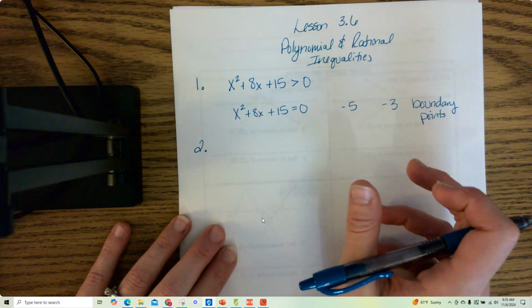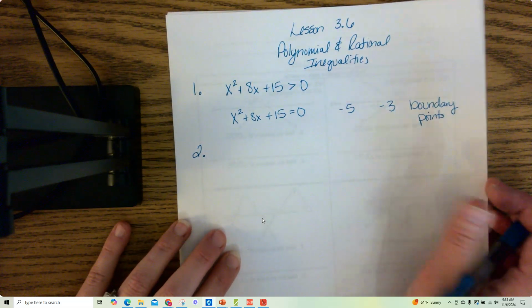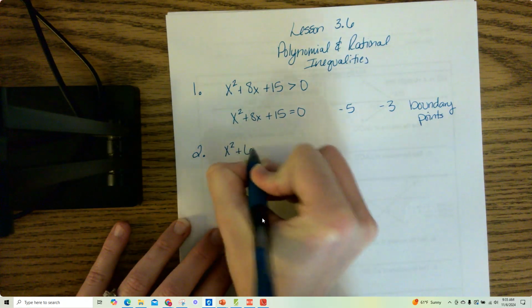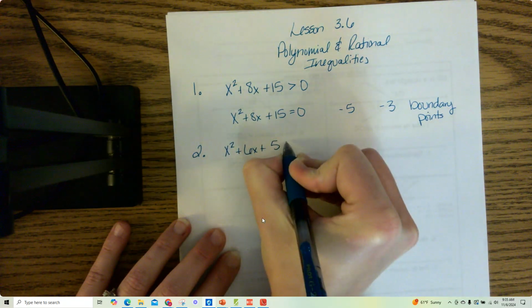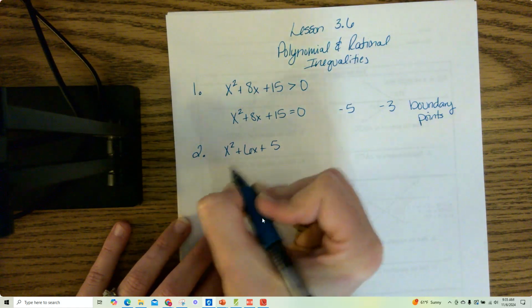So, all right, number 2, what do we got? The polynomial inequality x squared plus 6x plus 5 is greater than 0. Oh wait, that's literally the same question. I'm such an idiot. Is that your number 2? No, I was reading number 1. Oh, okay.